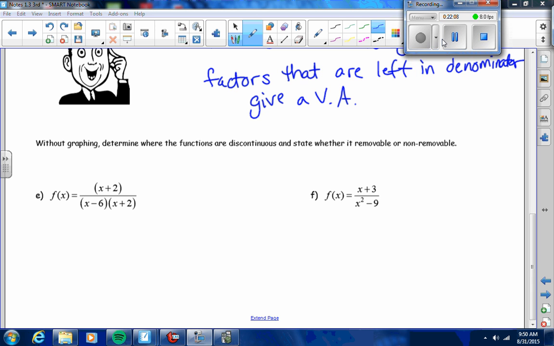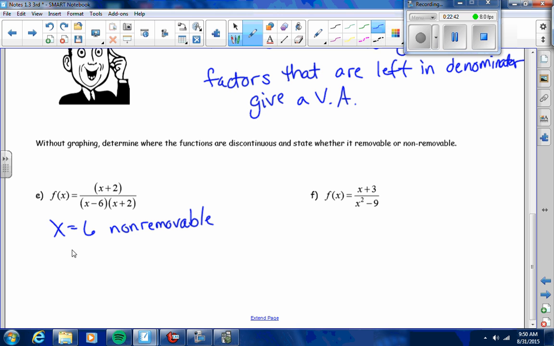So let's go with Austin. Austin, on this first function, f of x equals x plus 2 divided by x minus 6 times x plus 2, tell me one point of discontinuity that we have. At x equals 6, non-removable. Because that's going to give us what on the graph? It's going to show up looking like what? Asymptote. Good.